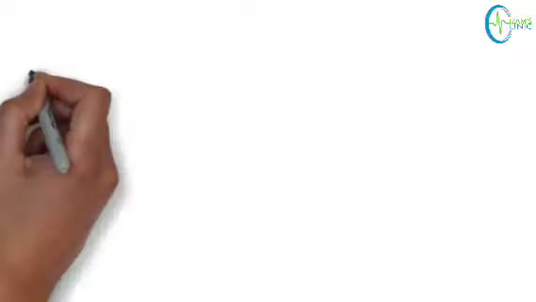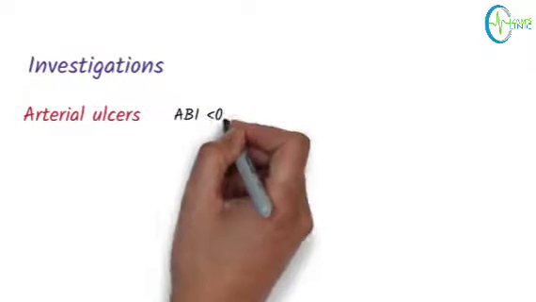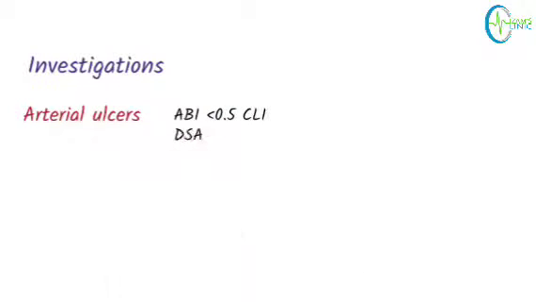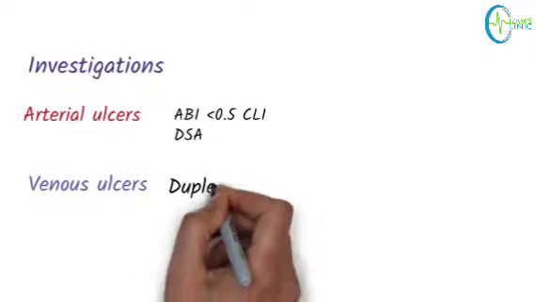Now let's move on to the investigations. Ankle brachial pressure index can be used to assess for arterial disease. An index of less than 0.5 indicates critical limb ischemia. A digital subtraction angiogram can be done to find the location of the arterial block. A duplex scan will be required to map the veins in venous ulcers.